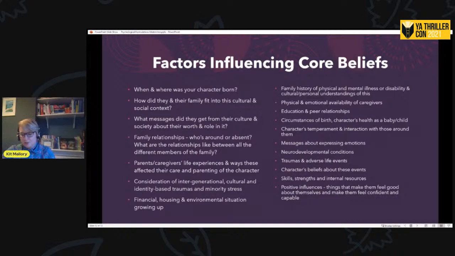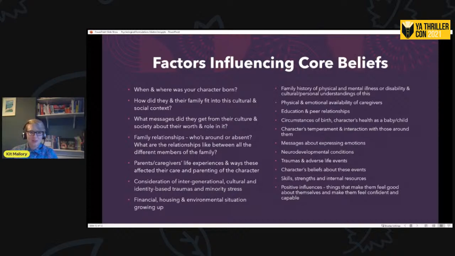Again, I just want to mention, minority stress is absolutely a thing. If you're writing about characters who have marginalized aspects of their identity, and if they have multiple marginalized aspects of their identity, how do those things interact with each other? Equally important to think about.